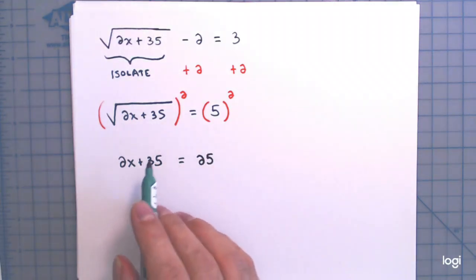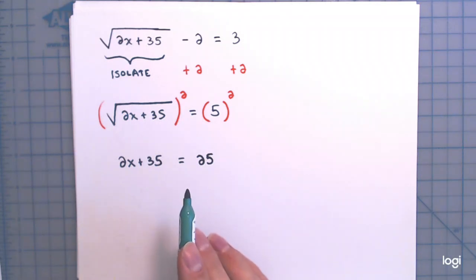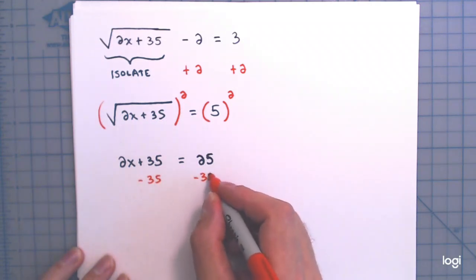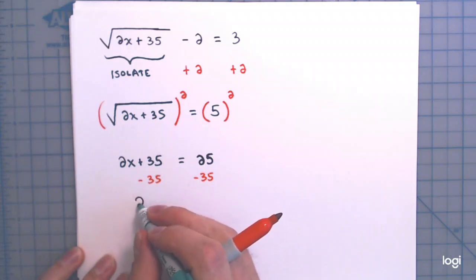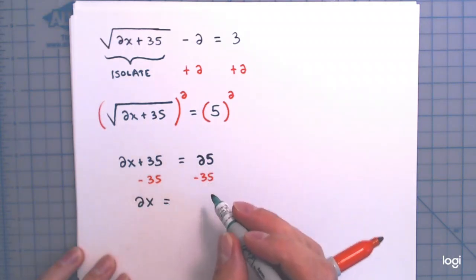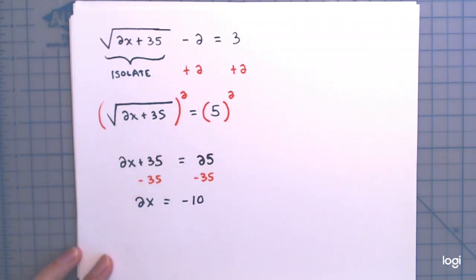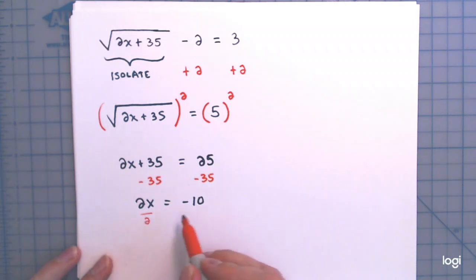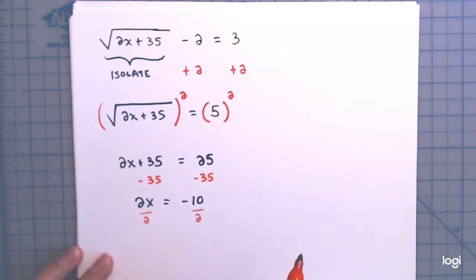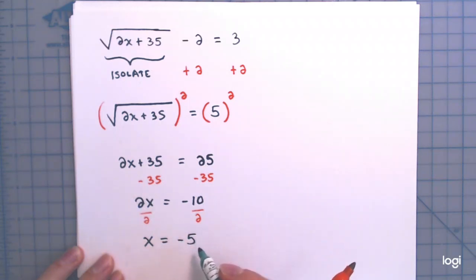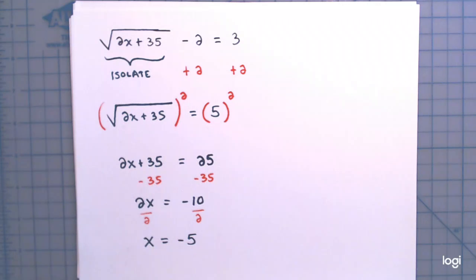Then, after undoing the radical, we solve the resulting equation. So here I would subtract 35 from both sides, giving me 2x on the left equals 25 minus 35, which is negative 10 on the right. Then I would divide both sides by positive 2, leaving me with x equals negative 5. Again, please don't just automatically circle this. We're going to check this.